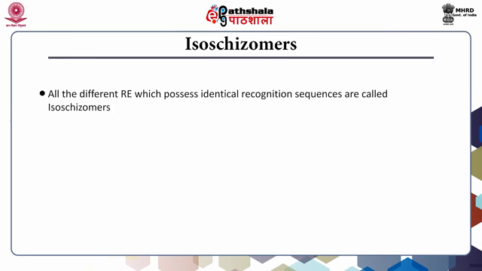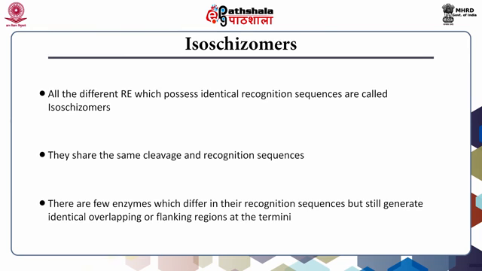Isoschizomers. All the different restriction enzymes which possess identical recognition sequences are called isoschizomers. They share the same cleavage and recognition sites. There are few enzymes which differ in their recognition sequences but still generate identical overlapping or flanking regions at the termini.